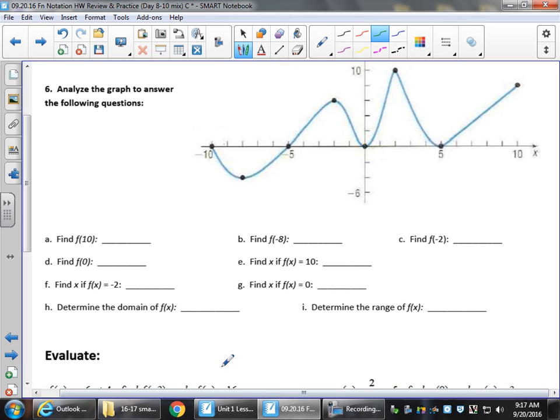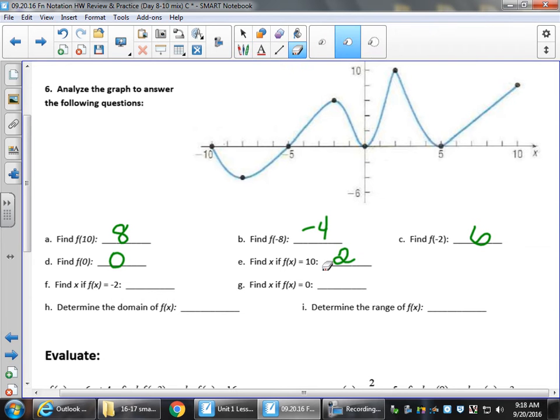Almost everybody did this section. So what did you get for A? 8. I'm going to keep writing until we say different. So if you disagree or agree, speak up if it's different. Did we all get 8? Okay. How about for B? -4. C? 6. D? 0. Good? 2. Good job. We're switching gears.